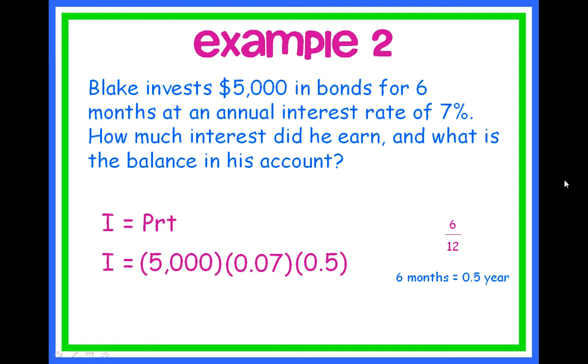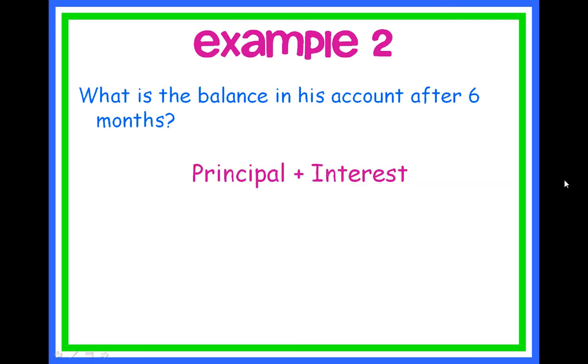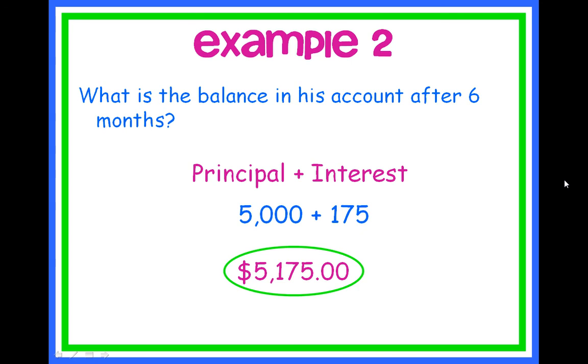Our principal times our rate times our time here will give us 175. So after 6 months, Blake has an extra $175 worth of interest. If I were to try to find his balance after 6 months, we take the principal plus the interest, and now Blake has $5,175 in his savings bonds.